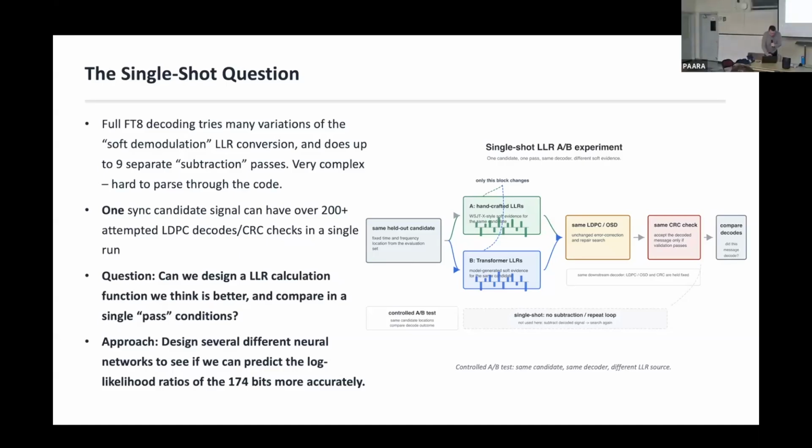Okay, so can we design an LR calculation? It's just a function, and you just get out some numbers. So it doesn't really matter what that function is at the end of the day. You just want to get the thing that estimates the bit ratios the best. And so the approach that I chose is to design several different neural network architectures to try to predict the log ratios of those 174 bits more accurately than the formulas that are in WSJT-X.